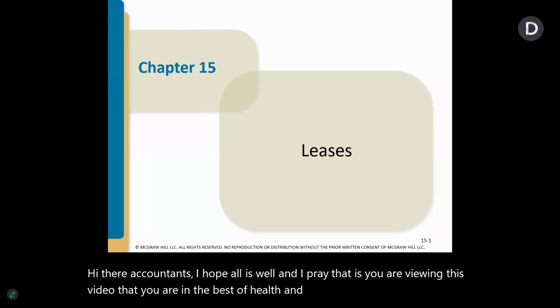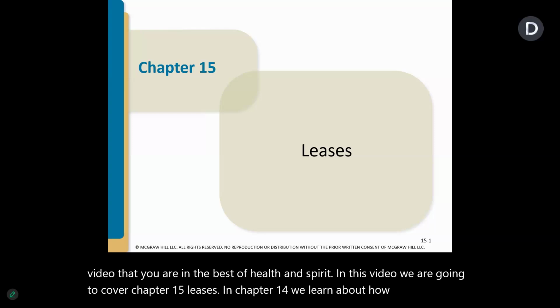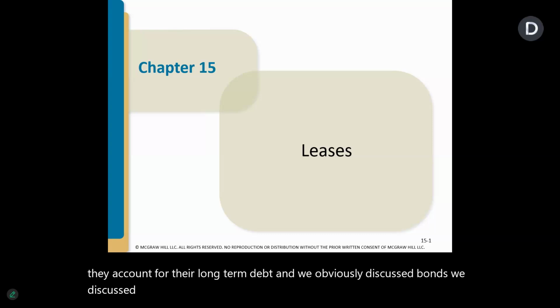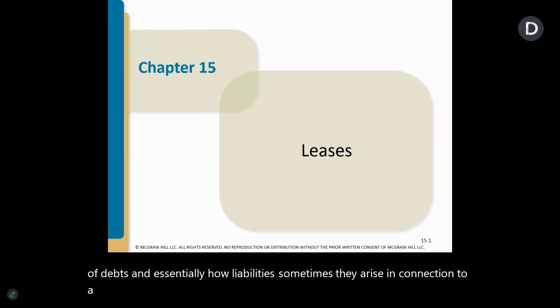In this video, we're going to cover Chapter 15, Leases. In Chapter 14, we learned about how companies account for their long-term debt, and we obviously discussed bonds and notes. In this chapter, we're going to continue the discussion of debts and how liabilities sometimes arise in connection to a lease, whereby let's think about it in personal terms.